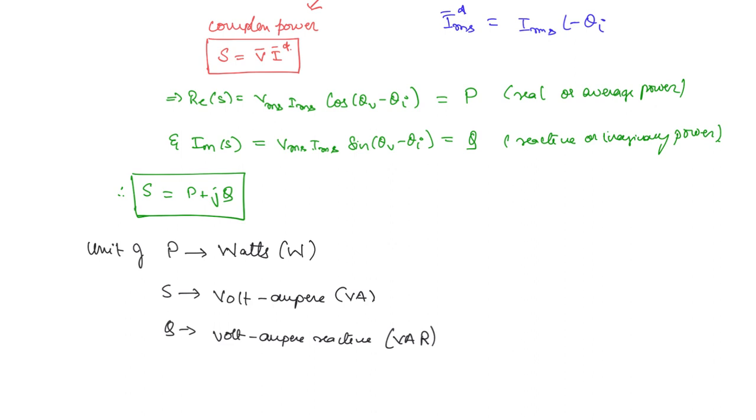So what are all the points that we have learnt here? The first point we learnt is S bar is equal to V bar I bar conjugate, and the second point is to express P and Q in terms of the real and imaginary parts of S, so that finally complex power we can write as P plus jQ. Then we also saw the units of each of the quantities.